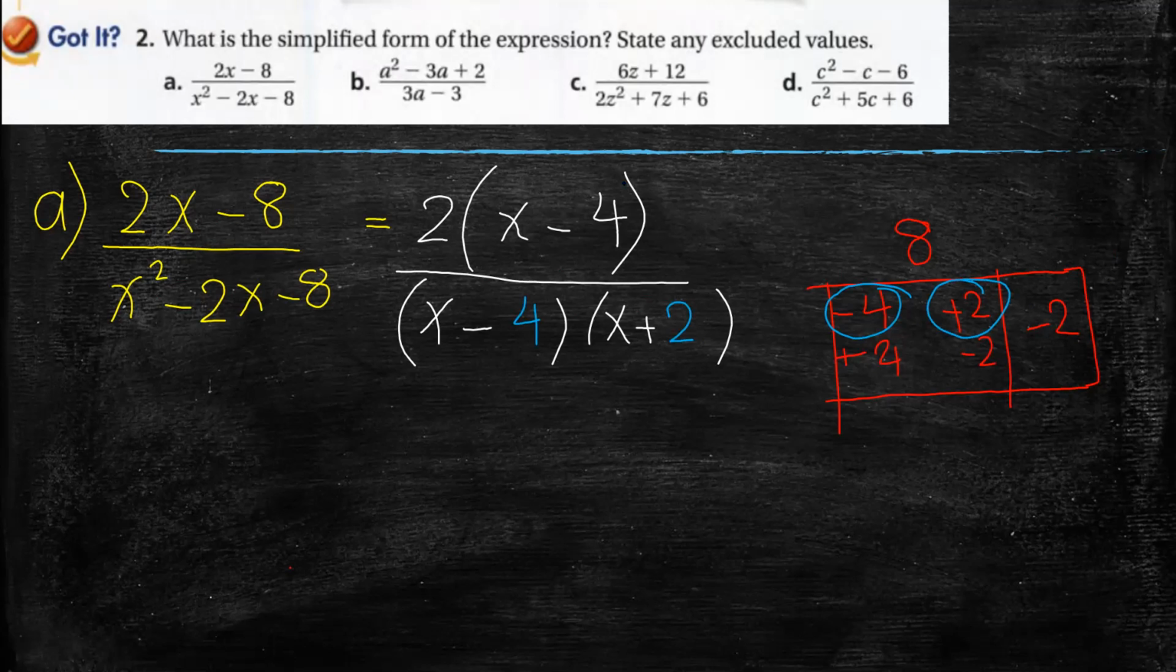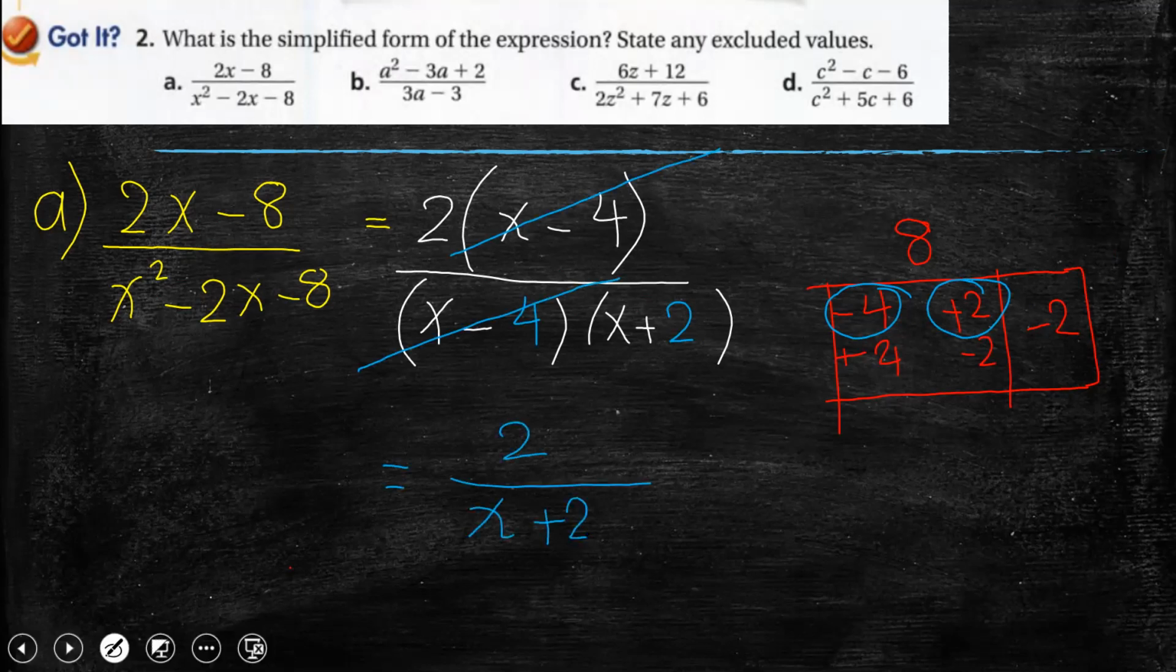Then I simplify x minus 4 with the other. So I have now 2 staying over x plus 2. Bravo, Huda. 2 over x plus 2.